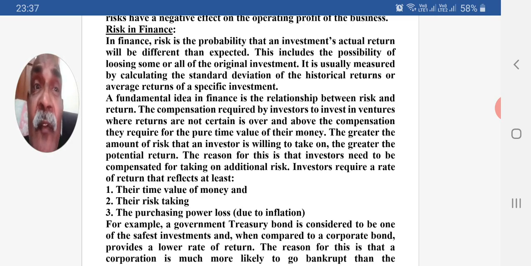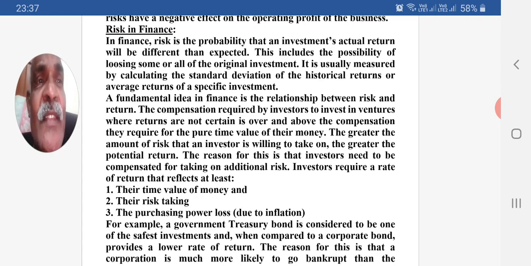The greater the amount of risk that an investor is willing to take on, the greater the potential return. It means when you take more risk, obviously your return will be high. If you take less risk, your return will be lesser. Like my father doesn't want to take more risk, so his return is less, 4%. I want to take higher risk, so maybe my return will be higher than 4%.